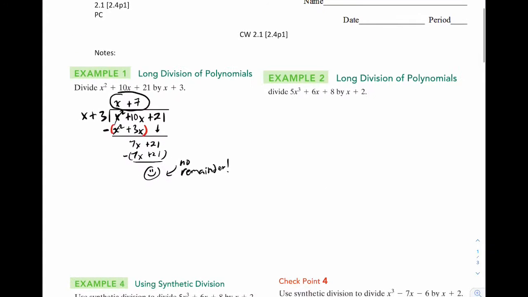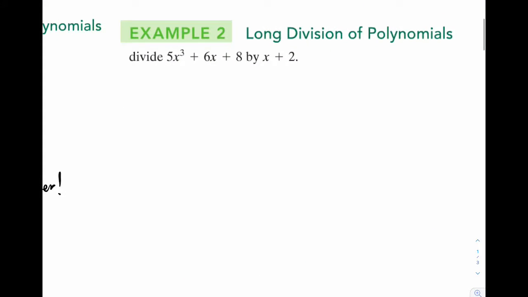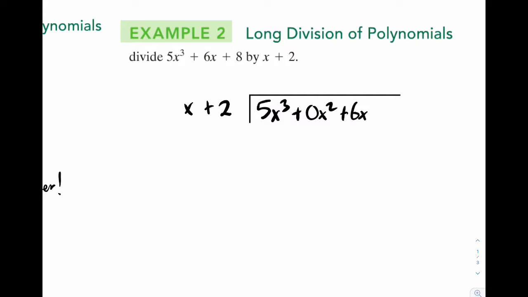Now let's try a harder example. We're going to start off by doing the same thing. Here's our divisor. But for this next part, you have to remember to put a 0x squared here. So that's something everybody forgets. Make sure you put a big note. Don't forget you need this. You need a placeholder. And the reason for that is because watch what happens as we're working through this.